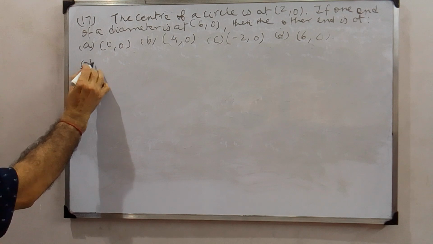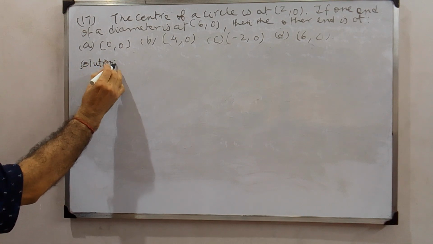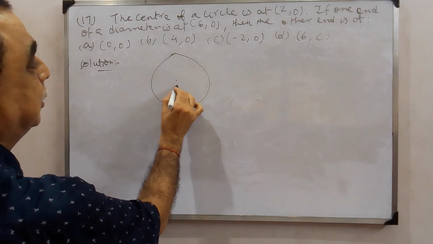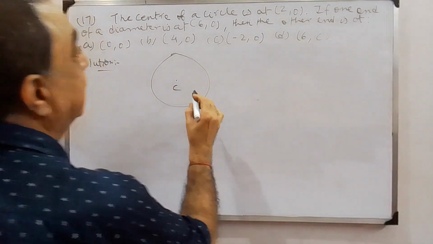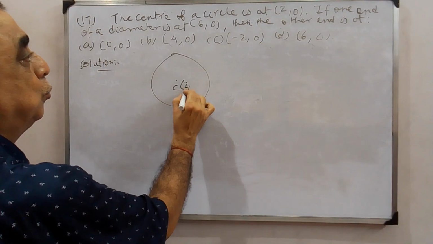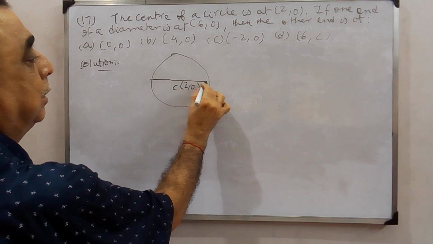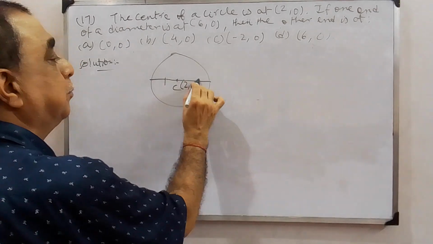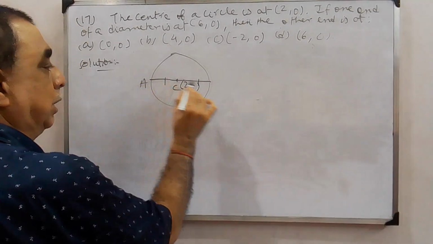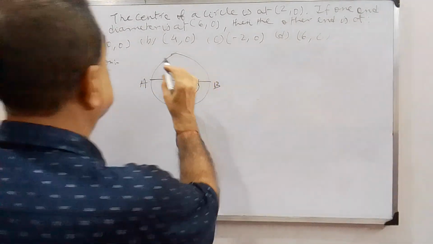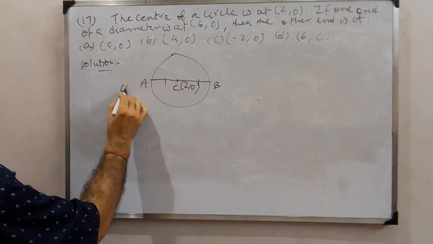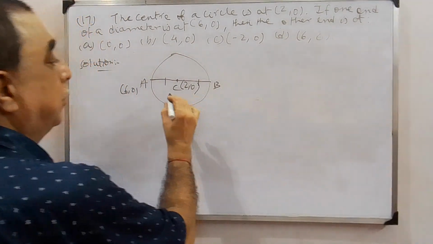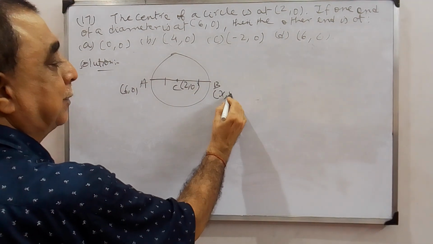Now what is the question saying? See here, there is a circle whose center, I am denoting by the letter C. Its center is given to us as 2, 0. A diameter is a chord passing through the center, and the center is the midpoint of that chord. We are calling the diameter AB. Here one end is 6, 0. We have to find the other end.